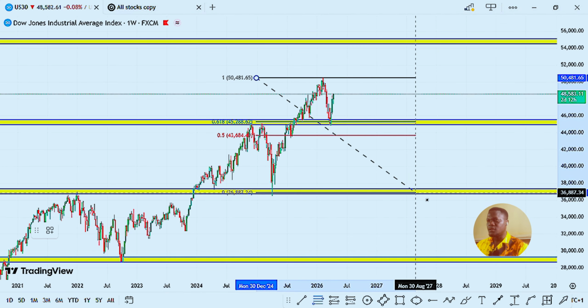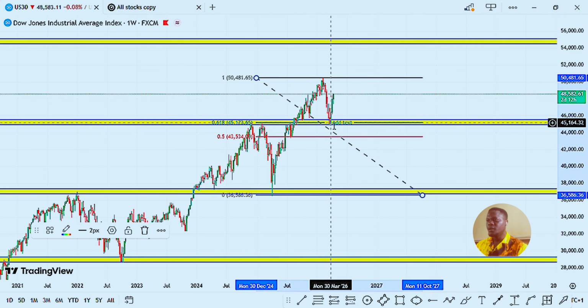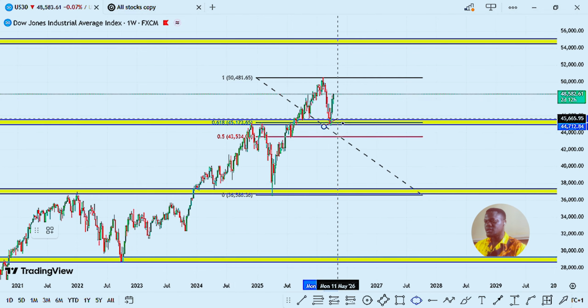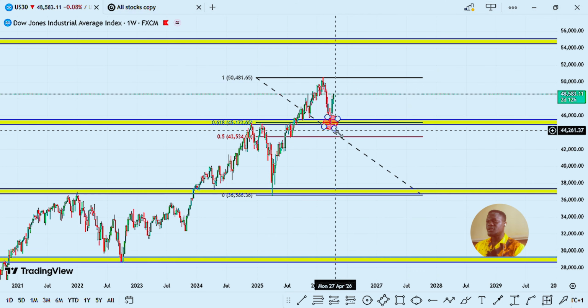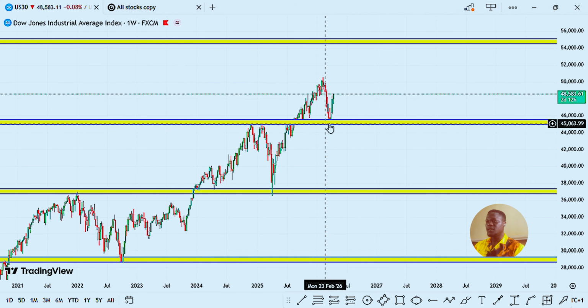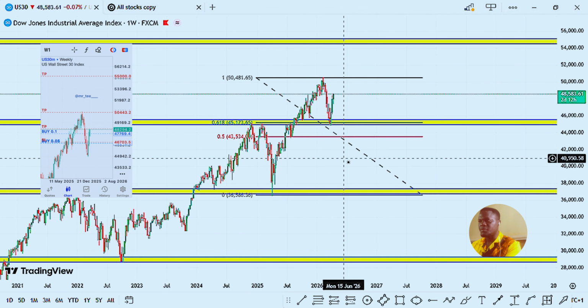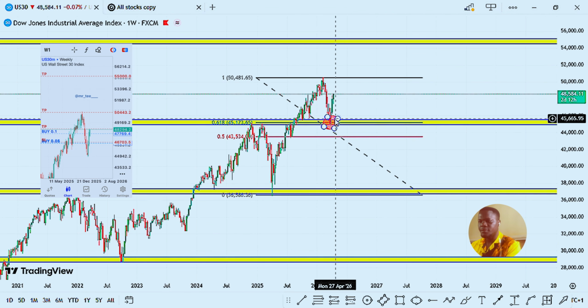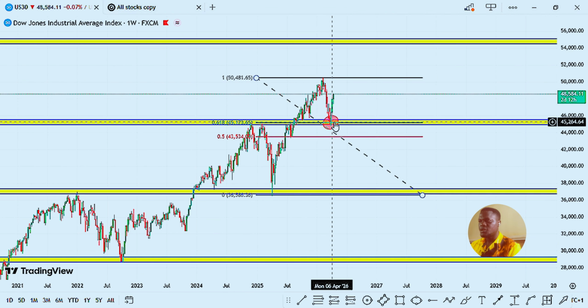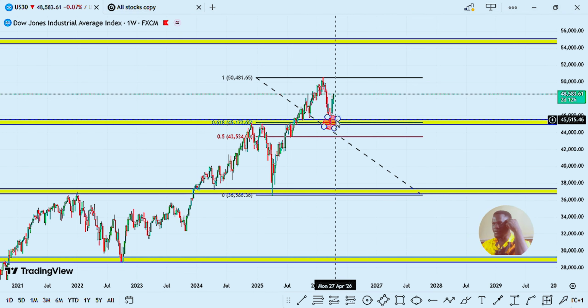You see how the trend respected this 50 Fib, 61 Fib retracement zone, this level. Inside of this level was when I jumped in on this trade. Let me bring that back. I jumped in inside of this 61 Fib retracement level on a lower time frame.